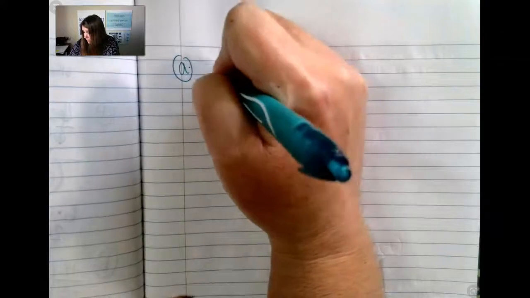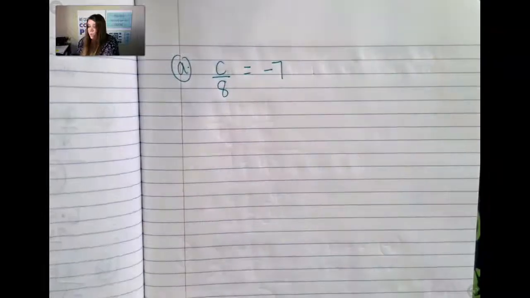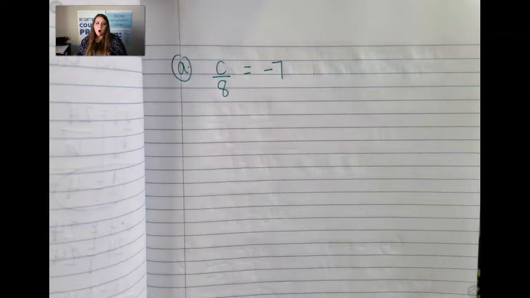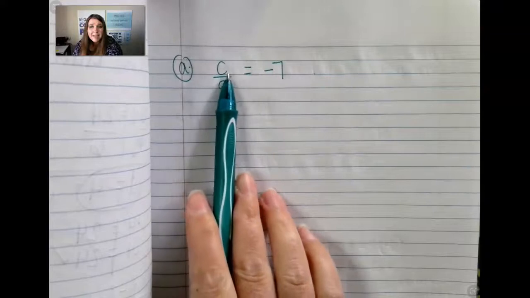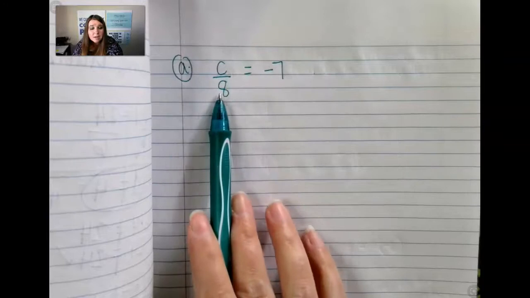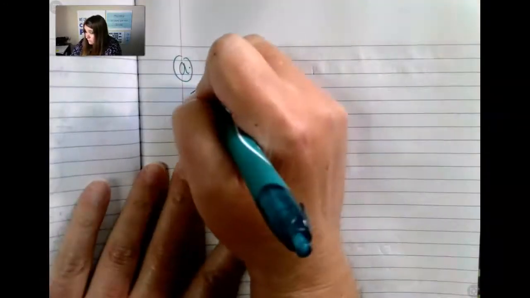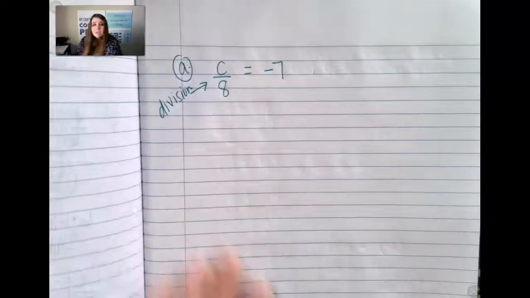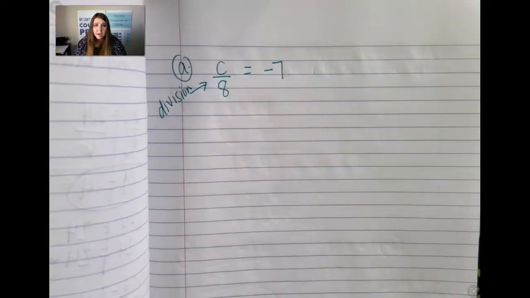So the first problem is C over 8 equals -7. Our job here is to first look and see what operation we are doing. Well, we have a division problem because anytime that we have a fraction, it is a division problem. So C over 8, it's a fraction. This line means division. So to undo division, we have to multiply.